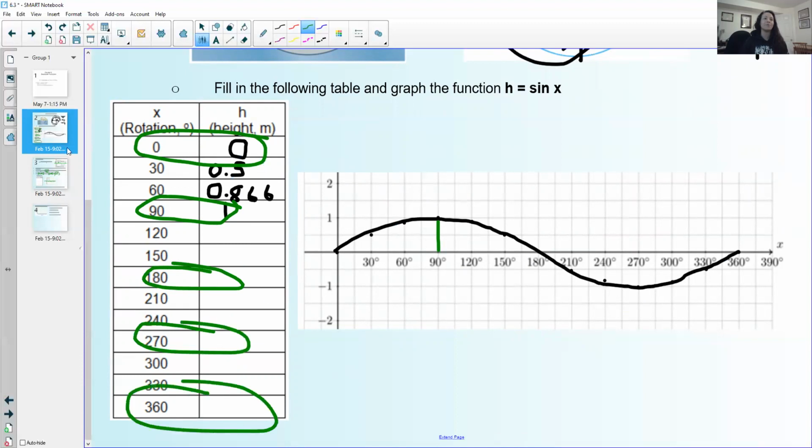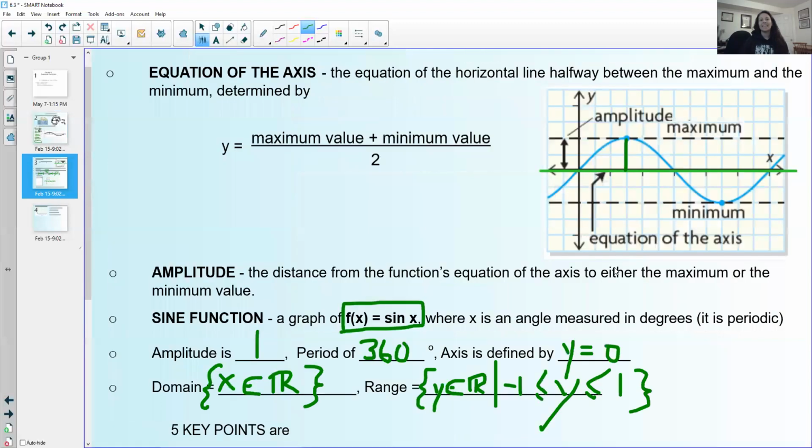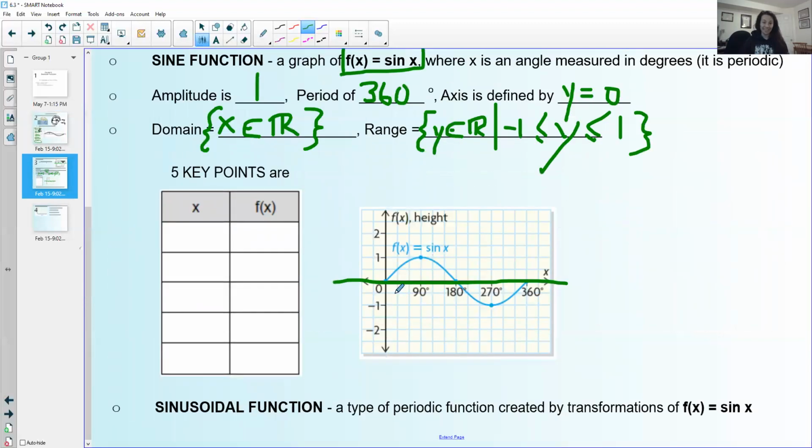Now I know I don't have the values here. We're gonna put them down in a second. They are also seen on this graph here. So you have to memorize the point 0, 0. You must know the point 90 degrees and +1. You must memorize the point 180 and 0. That's this guy, okay? You have to remember 270 and -1. That's this guy. And 360 and 0, which is this guy.